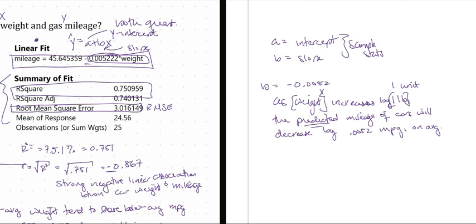The predicted mileage, so this is my response variable y, and it's going to decrease because I have a negative slope by 0.0052 miles per gallon, and that's my value there. So all of this is based on the context and the specific value of my estimate of my sample slope.